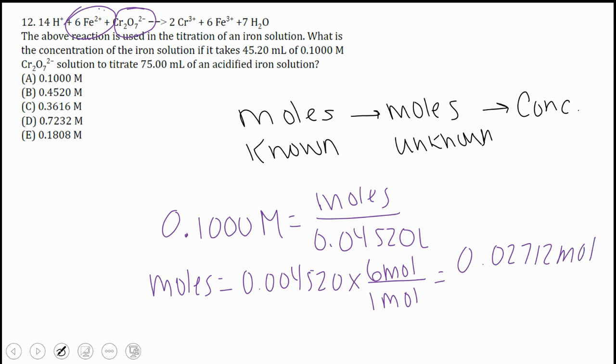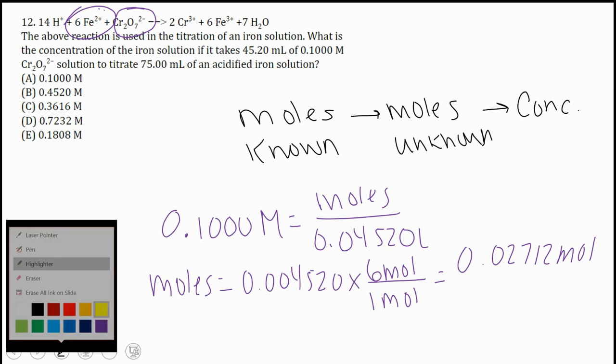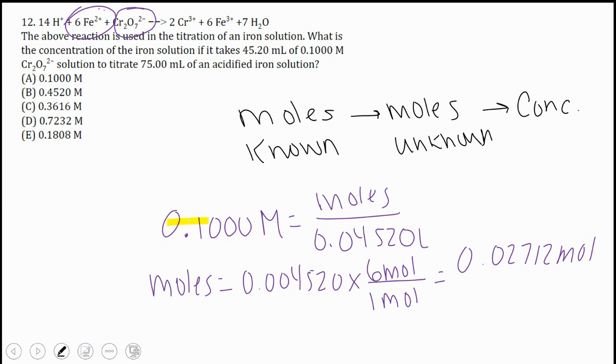I really should be writing iron or dichromate next to everything so you guys can keep track. But so far this was for your dichromate ion because that was your known. And here now you're going to be in moles of your iron.